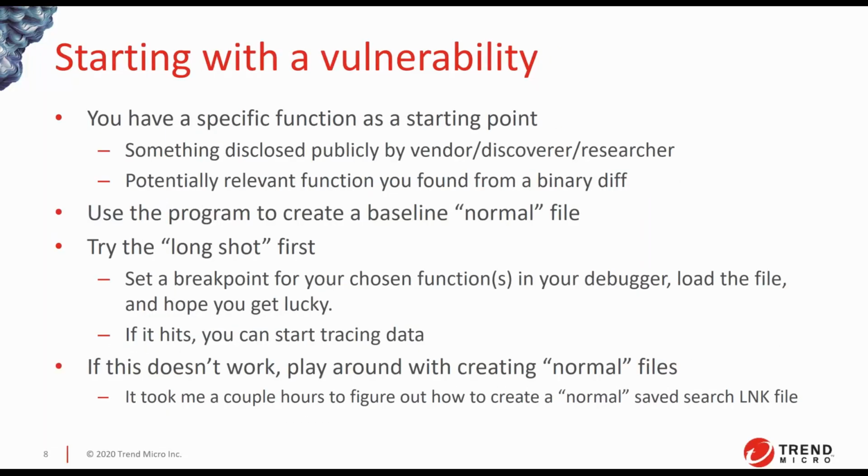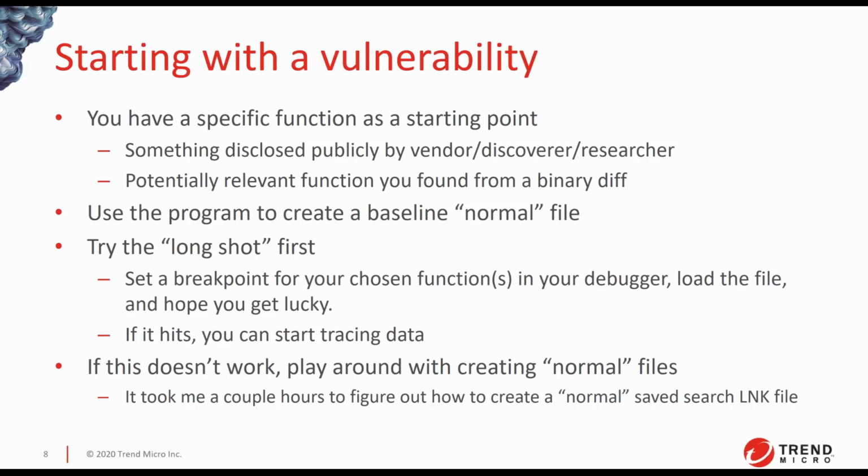So when you start with a vulnerability, you generally are doing this because you have a specific function as a starting point. So this is either something that was disclosed publicly by the vendor, the vulnerability discoverer, or another researcher. This also can be a potentially relevant function that you found from doing a binary diff. And I could talk for many days on binary diffing and all that kind of stuff, and unfortunately can't really get into that, but this is typically what we do when we're looking at fixed vulnerabilities. We'll do a binary diff, and that's what we did in this case.